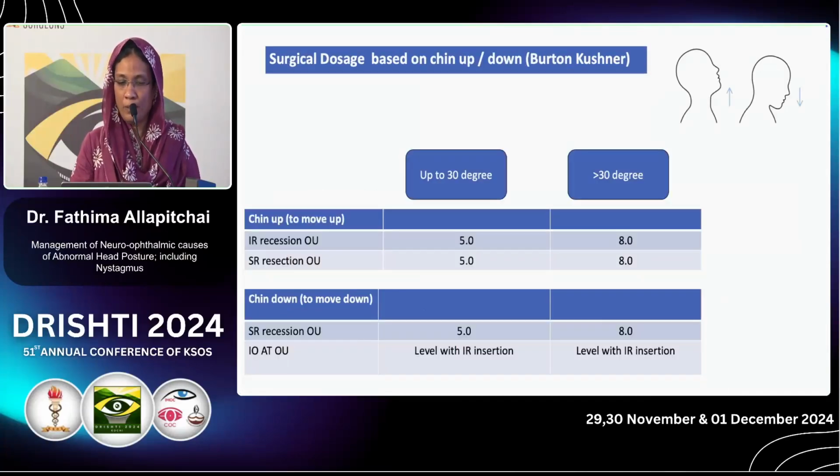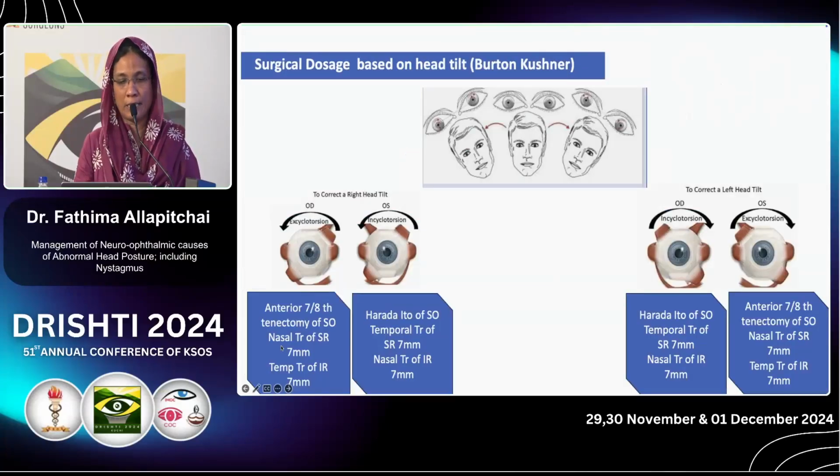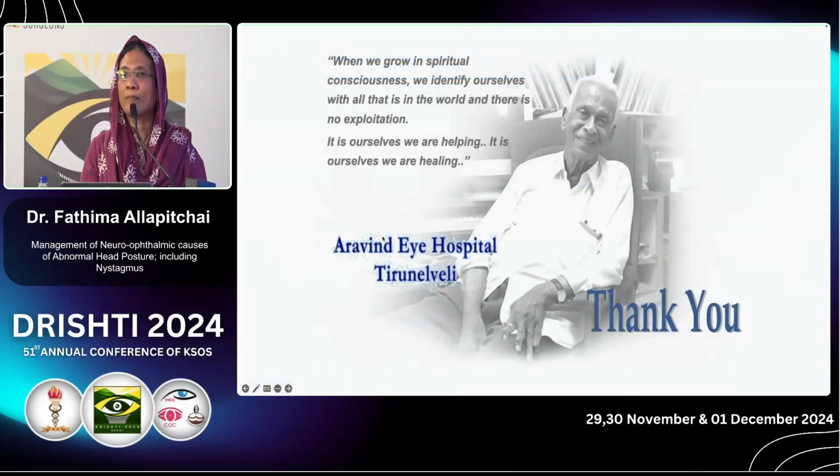For chin up and chin down, everything we know: based upon up or down, we go for the inferior rectus. For chin down, instead of inferior rectus resection, we can go for inferior oblique anterior transposition. Similarly, for head tilt, we have to weaken the intorters or weaken the extorters. Thank you for listening.